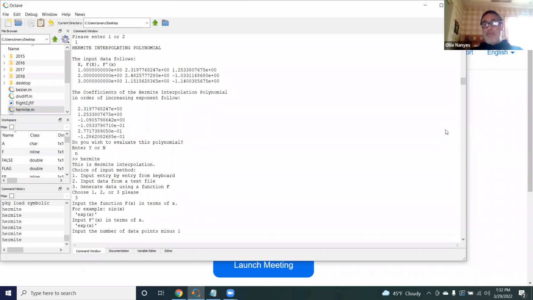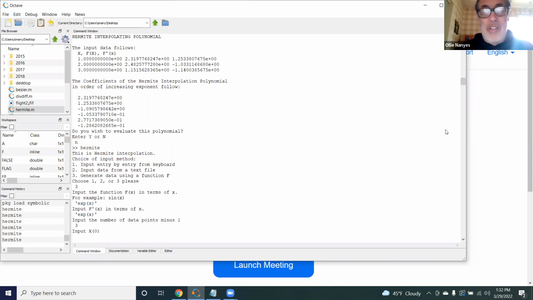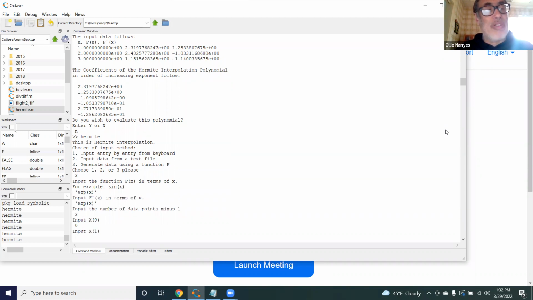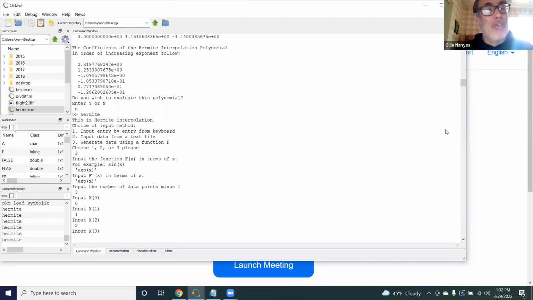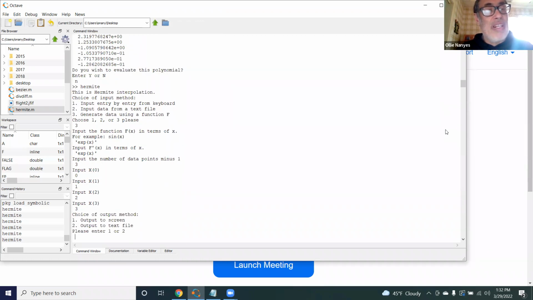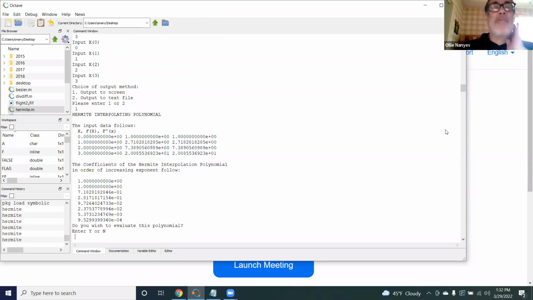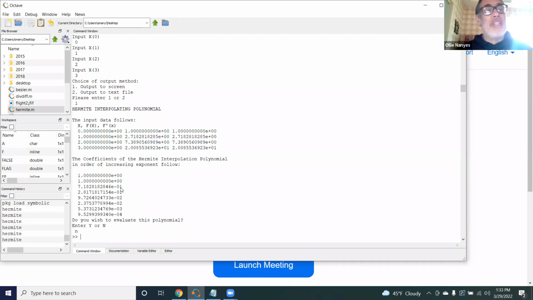Now, as far as the number of data points, the very first example I'm going to do, I'm going to use the nodes x equals 0, x equal 1, x equal 2, and x equal 3. So that is going to be, our n will be 3 here. We output it to the screen and we get this output here. And the question is, well, what do you do with these numbers here? I'm going to say, no, I don't want to evaluate it. So what do we do with these numbers?